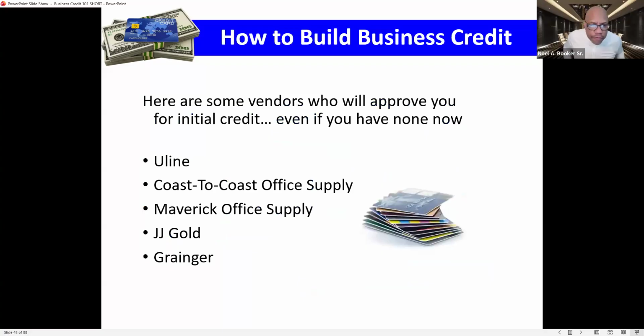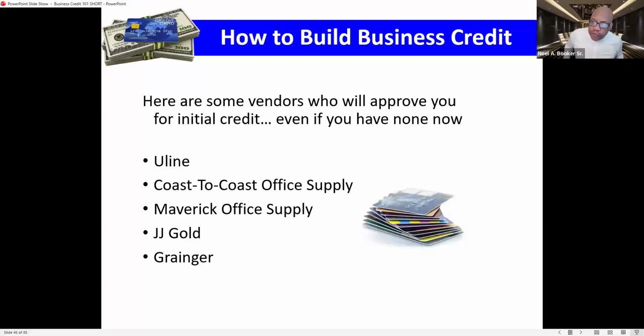Here are some starter vendors right now: Uline, Coast to Coast Office Supply, that's a new one, Maverick Office Supply, JJ Gold, Granger. These are all good starter vendors. And these starter vendors change because they change their underwriting guidelines. The list I had 6 months ago is not the same list that I'm reciting to you today. Coast to Coast is new, some other ones dropped off, and I added others.